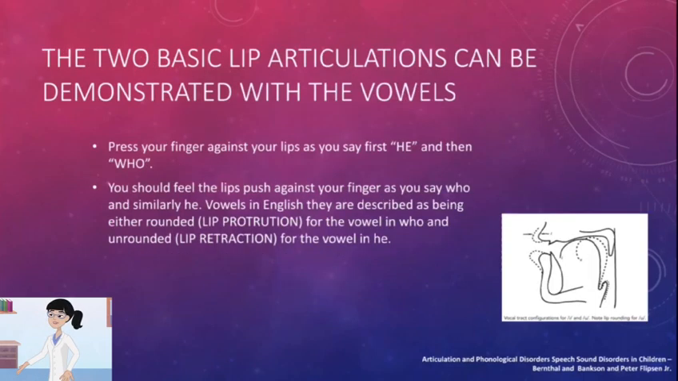Let's see an example for the lip as an articulator for production of vowels. Place your finger against your lip and say who and he. While saying who, you will feel the lip pushing against your finger, where the lip is rounded and protruded. While saying he, you will feel the lip gets pulled away from your finger, where the lips are retracted and unrounded.